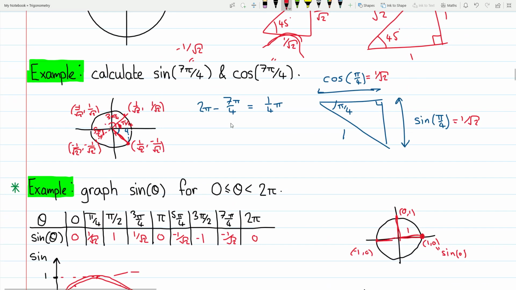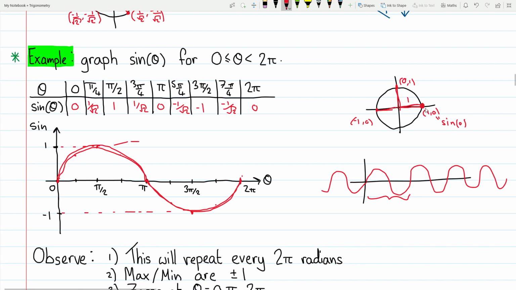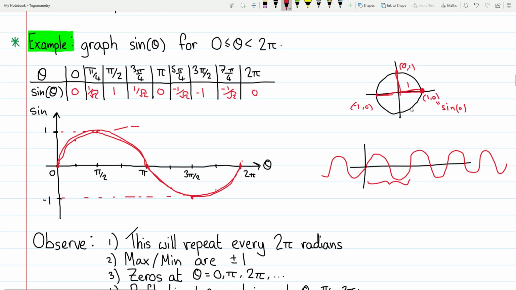How do we know this? Well, again, look at the unit circle. Sine is the height of this coordinate. Well, this coordinate never exceeds 1 because it's a unit circle with radius 1.